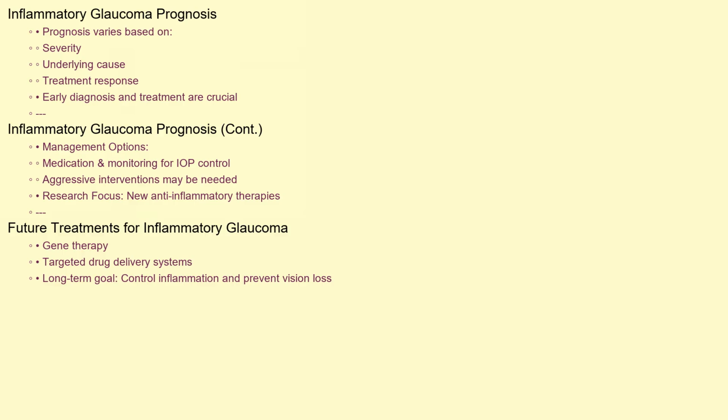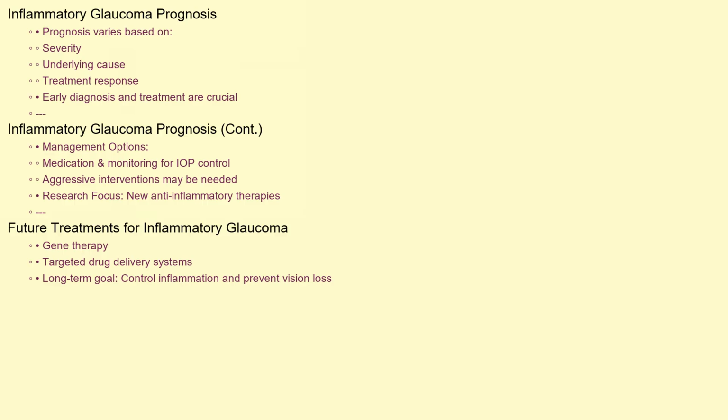The prognosis for inflammatory glaucoma varies depending on the severity of the condition, the underlying cause, and the response to treatment. Early diagnosis and treatment are crucial for preventing or slowing down the progression of optic nerve damage. While some individuals may experience good control of their intraocular pressure and maintain their vision with medication and regular monitoring, others may require more aggressive interventions.